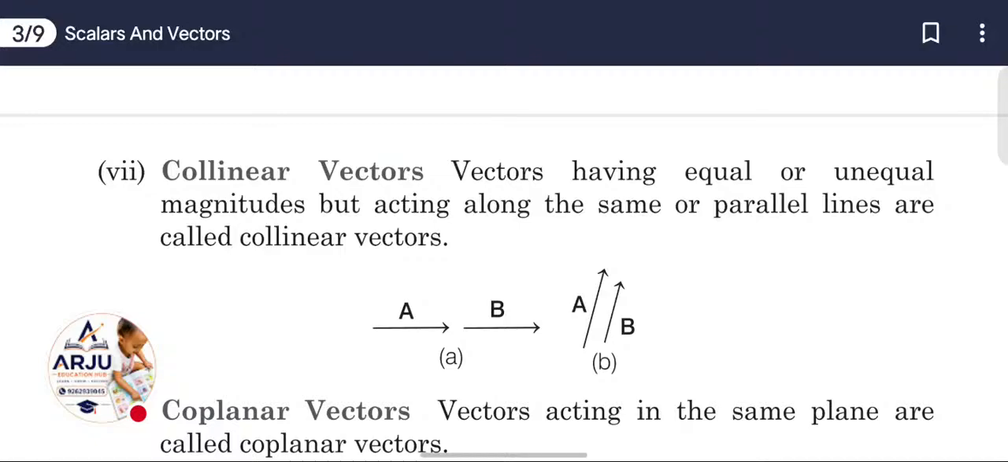So all the vectors have equal or unequal magnitude, and they act along the same path, same direction, and they are parallel lines to each other, but their magnitude is not always equal. Sometimes it may be equal, sometimes unequal. Suppose in figure number A you can see vector A and vector B. Both are along one line, and vector A magnitude is equal to vector B magnitude.